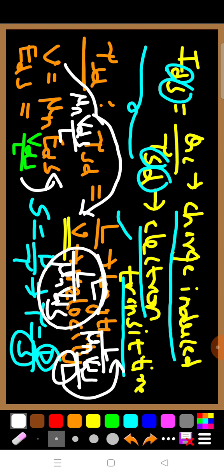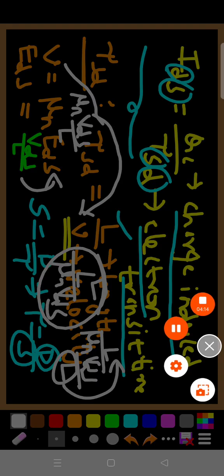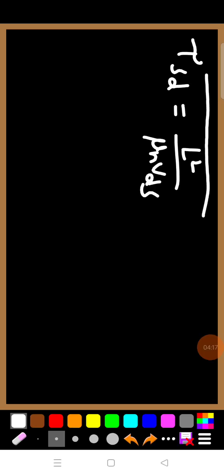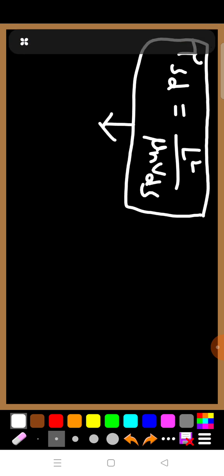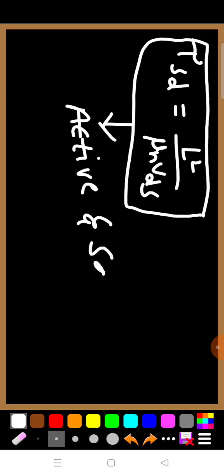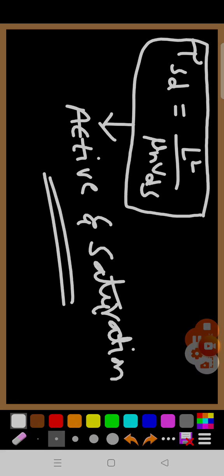This is the electron transit time, that is L square upon mu n into VDS: length of the channel upon mobility of charge carriers multiplied with the voltage applied between drain and source. This very important derivation, electron transit time, is common for both regions. Remember, it is common for the active region, and it is common for which region? Saturation region. Absolutely. Is it understood, all of you?